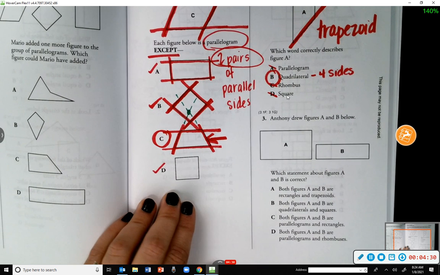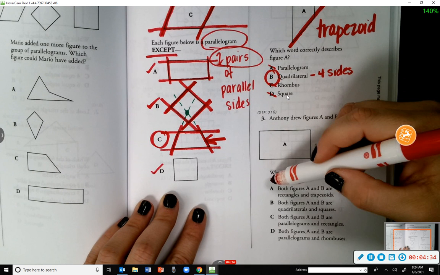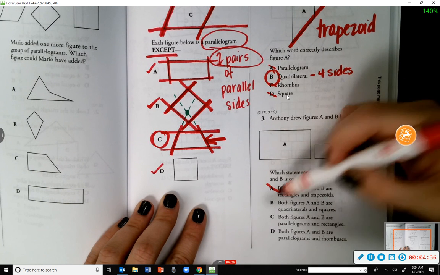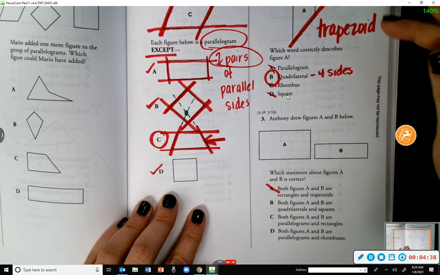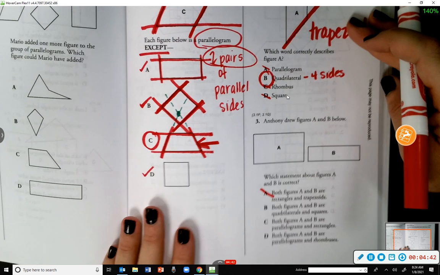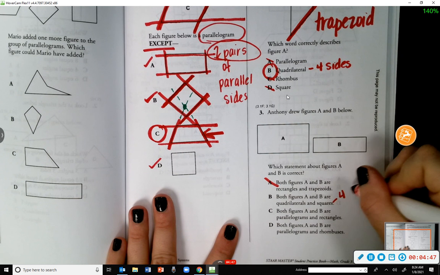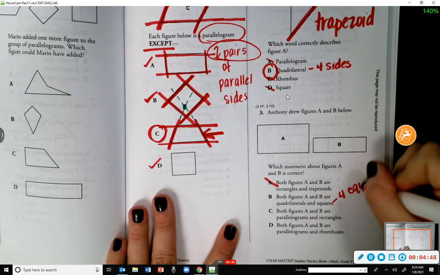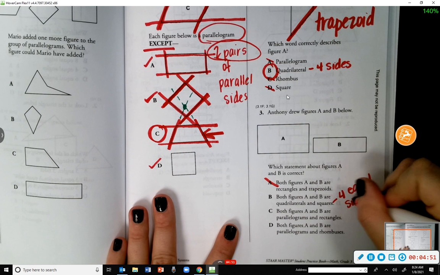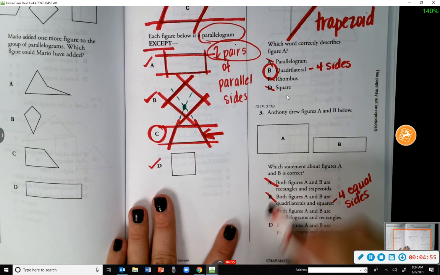No. Good. B, both figures A and B are quadrilaterals and squares. No, a rectangle can't be a square because a square has to have 4 equal sides. Does a square have 4, or does a rectangle have 4 equal sides? Okay, C.